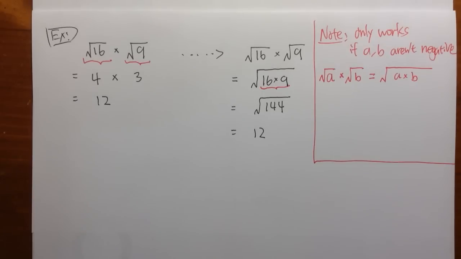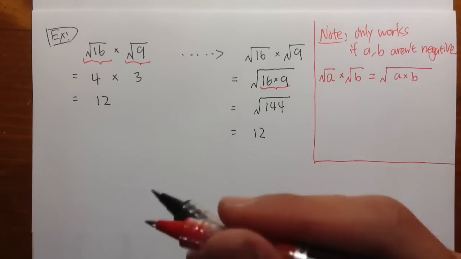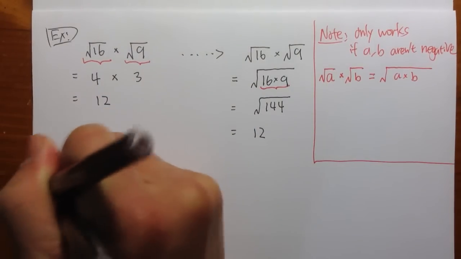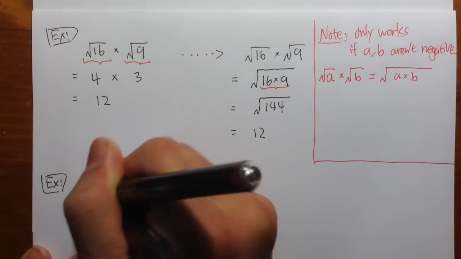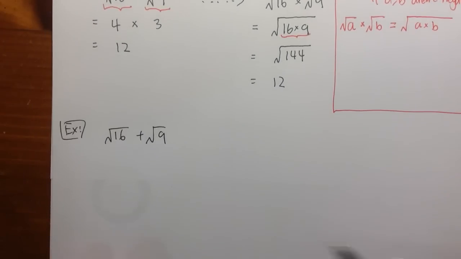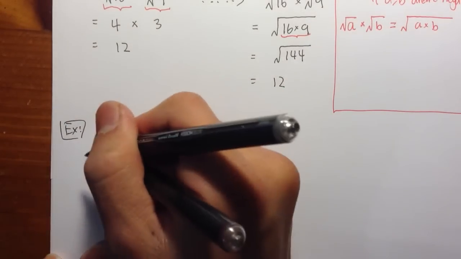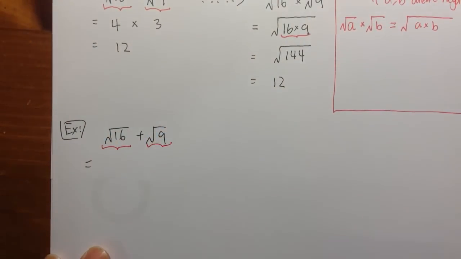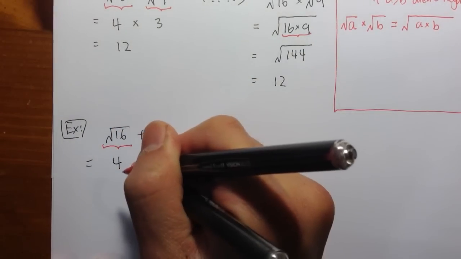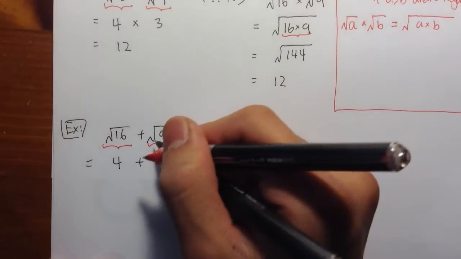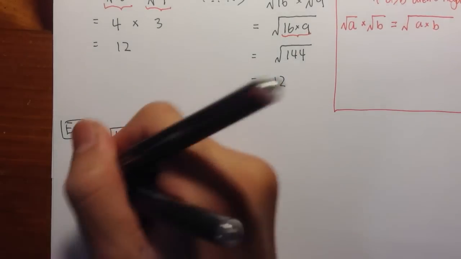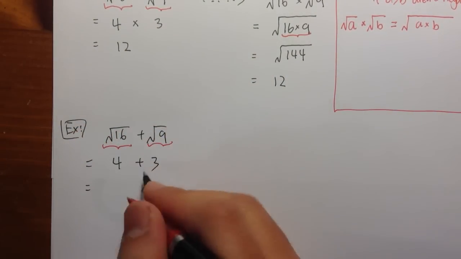Let me just continue with this a little bit, because I want to talk a little more about square roots. What happens if I want to add? If we want to do square root of 16 plus square root of 9, normally you do square roots first, that's the order of operations. Square root of 16 gives you 4, plus, square root of 9 is equal to 3. And when you add these two numbers, 4 plus 3, you get 7.